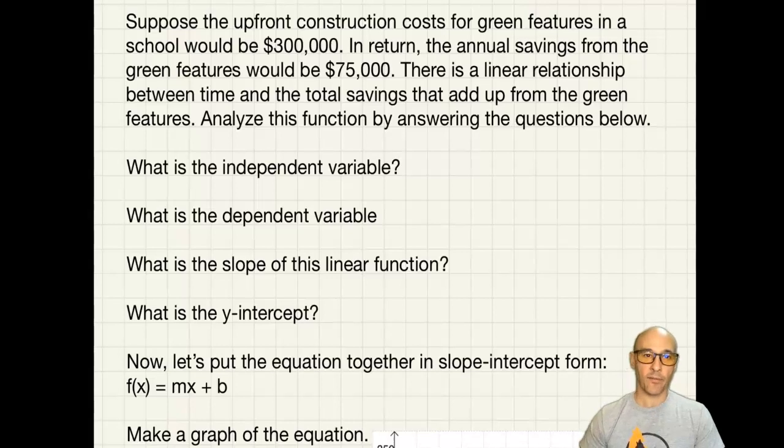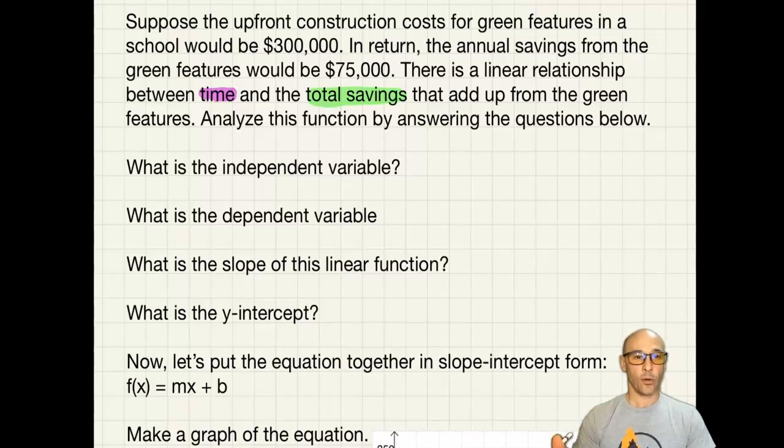What is the independent variable? So the two variables that we have identified here are time and total savings. Those are the two things that we're interested in. And it turns out here that time is the independent variable. When time is involved, it's almost always independent.